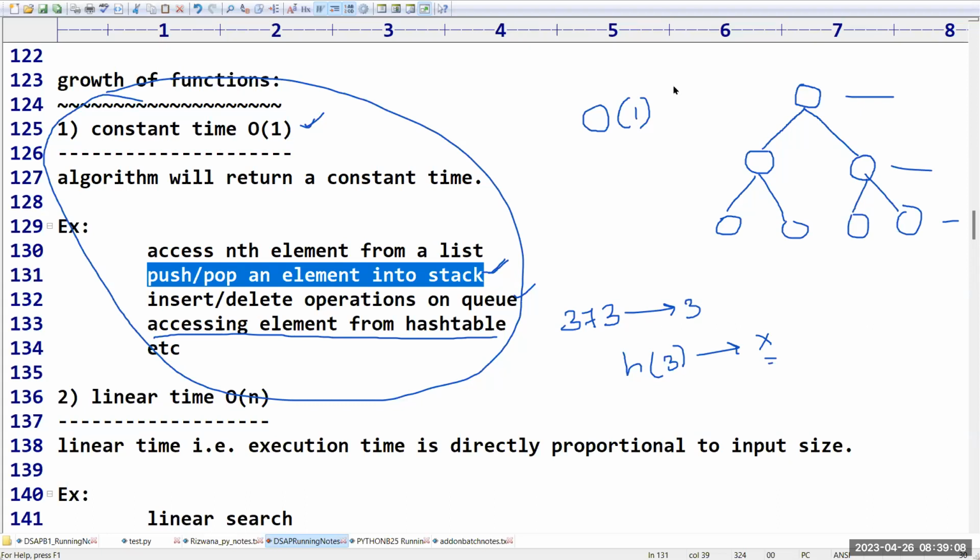So growth of function means what? When we are supplying the input, how is my algorithm going to behave? Is it doubling the calculations, or dividing the calculations, or running in the same time? Like that it is going to calculate. Those functions are called growth of functions. Along with input, how these functions are going to change.